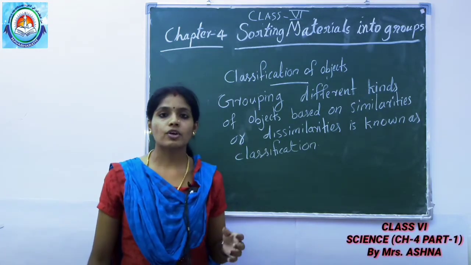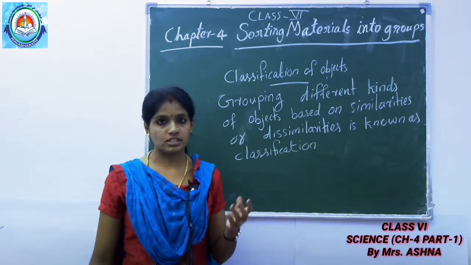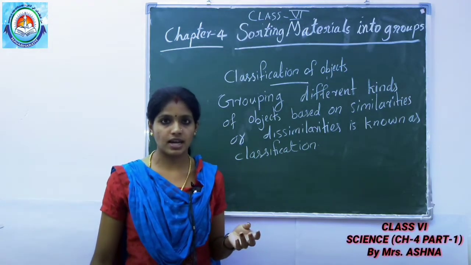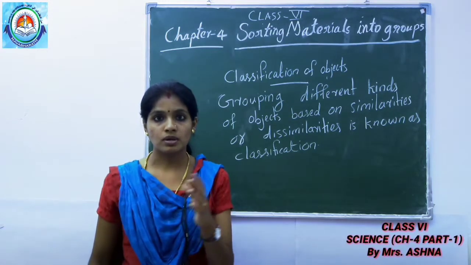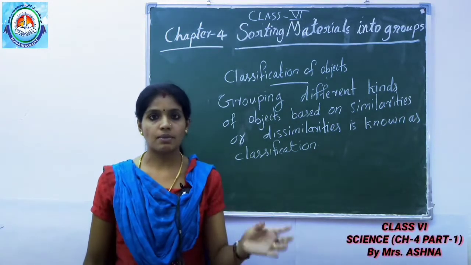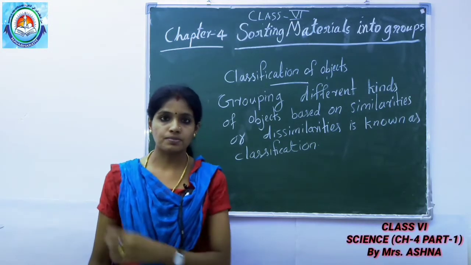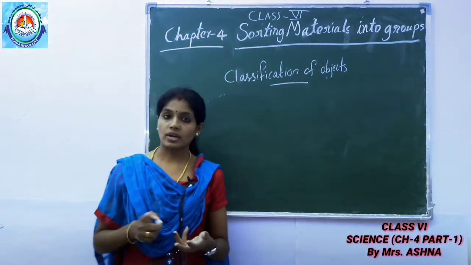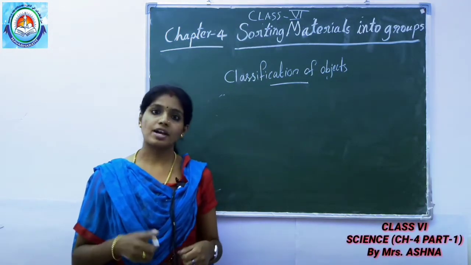All of you open your textbook page number 29. There is a table in activity 1. Did you see that? Some items are grouped into some particular groups. Some objects are sorted into particular groups. Fruits, vegetables, spices, cereal and fiber.